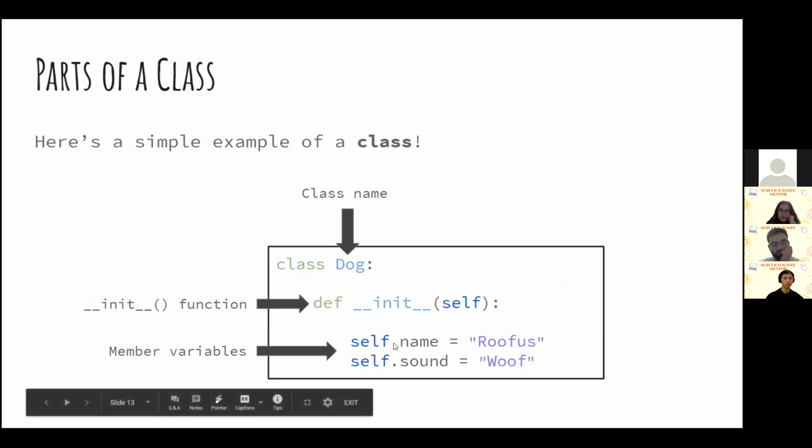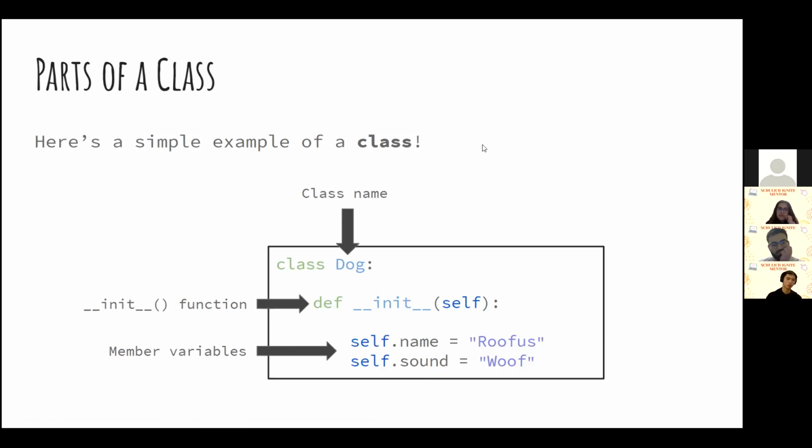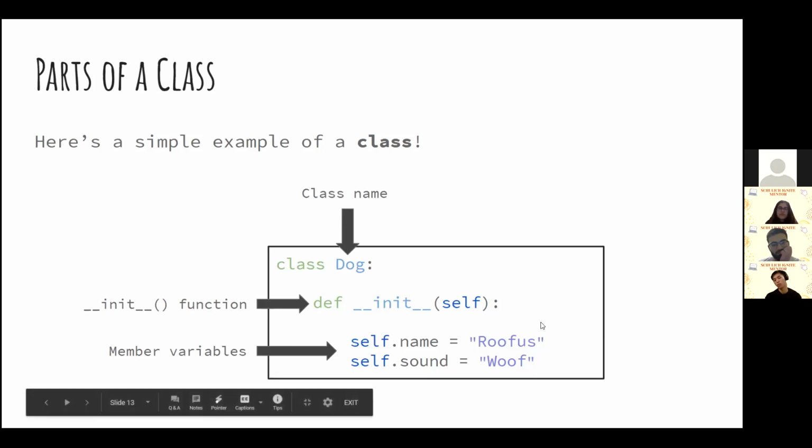Member variables, self.name. You know, we got a dog with a name. We got self.sound, that goes woof. And just because this thing here is kind of looking similar to a function, I'll give you a spoiler effect. It is actually a function. You can go and put whatever code you want inside. So somebody chose Rufus Woof.